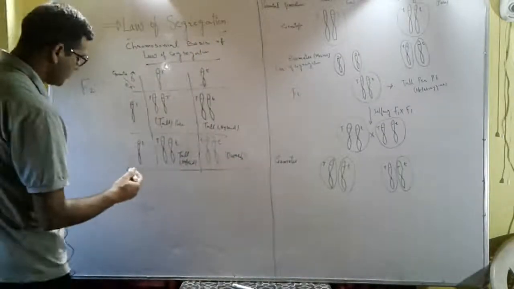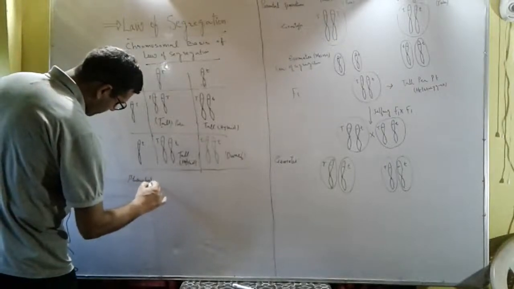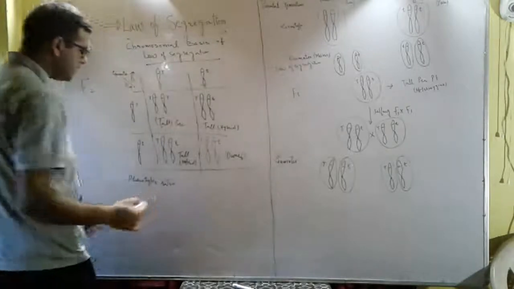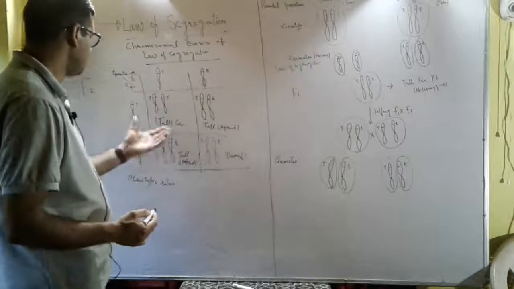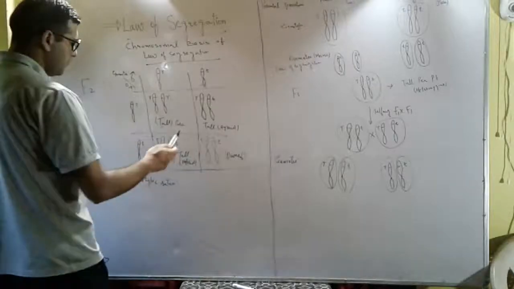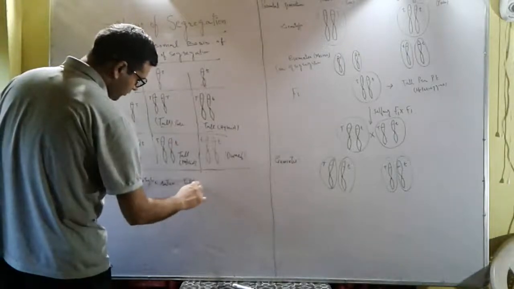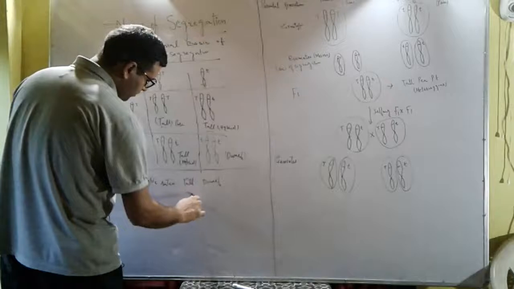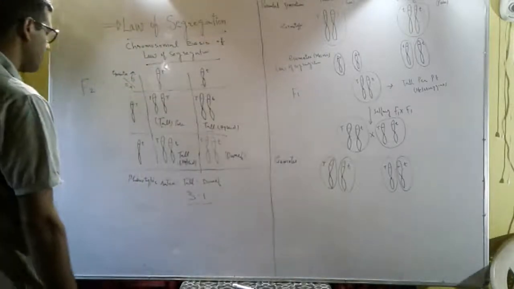Now we'll calculate a phenotypic ratio. Phenotypic ratio is simply how many are tall and how many are dwarf. How many tall? We have 1, 2, 3. Tall is 3 and dwarf is 1. We have 3:1. This is the phenotypic ratio.